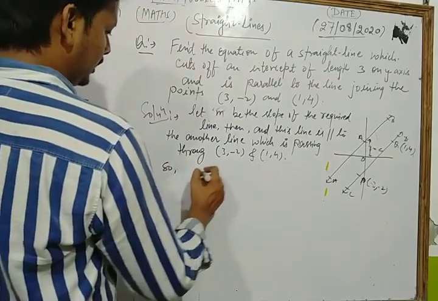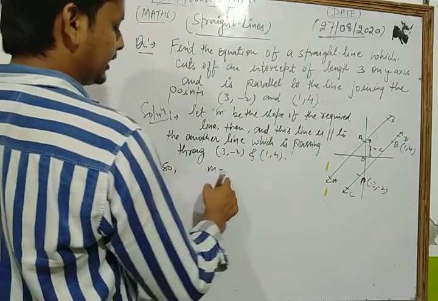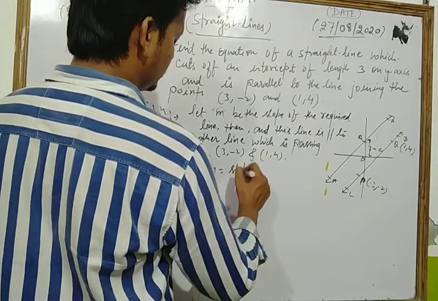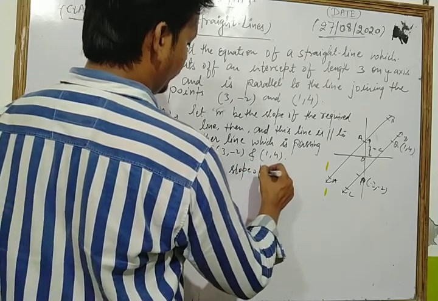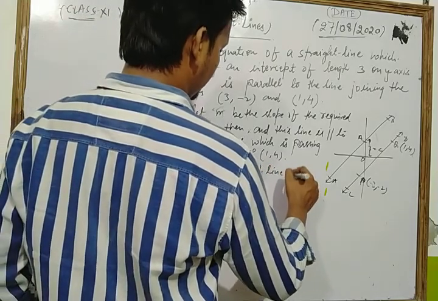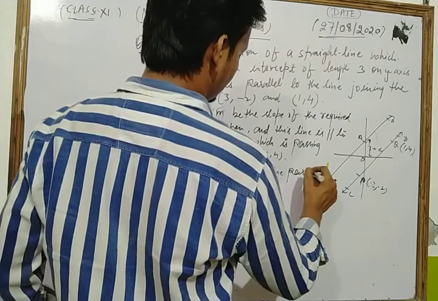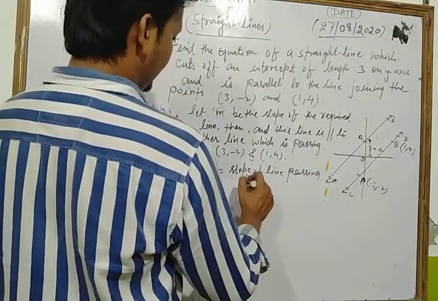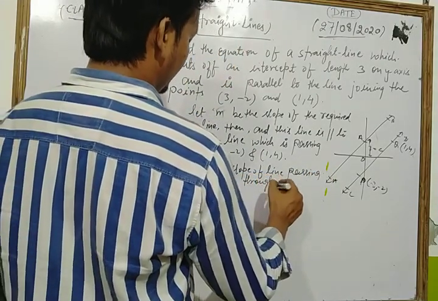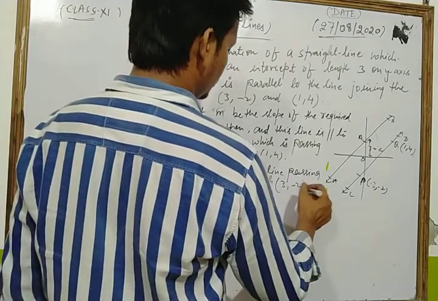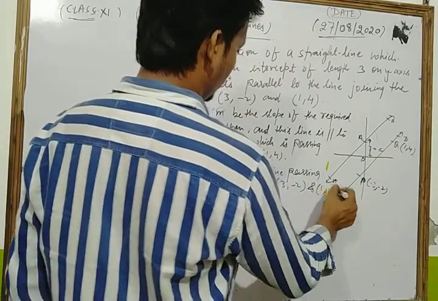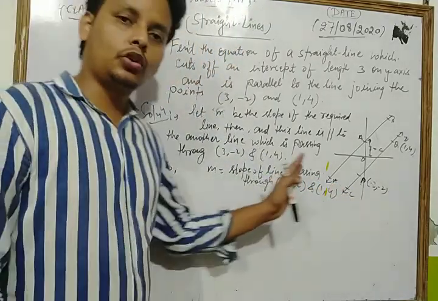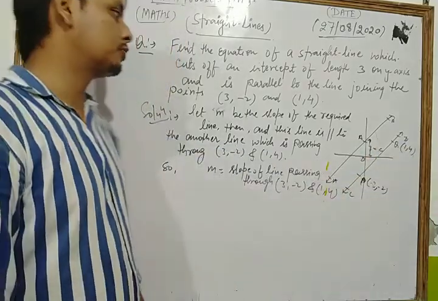So the slope of the required line is equal to the slope of the line passing through (3, -2) and (1, 4). This concept is clear, dear student. Let's see once more.